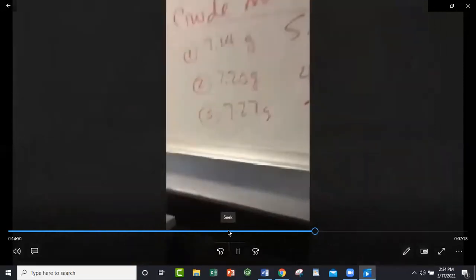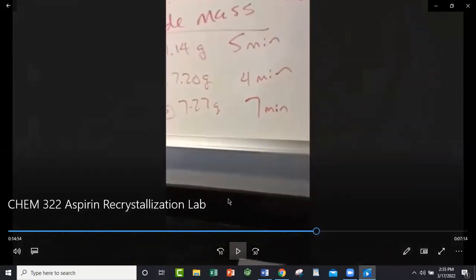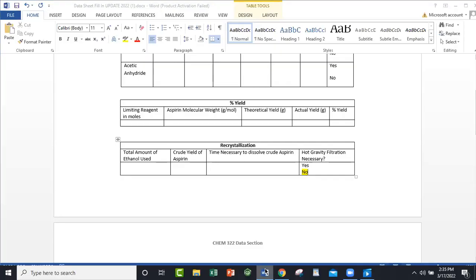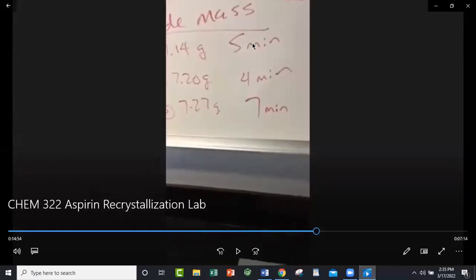You ready for, if you use the 7.14 grams. Okay, and these are the times. Sample one, 5 minutes. I think the time is on there too, y'all. You see where it says time necessary to dissolve crude aspirin for sample one. It was 5 minutes, for sample two, 4 minutes, and then for sample three, 7 minutes.